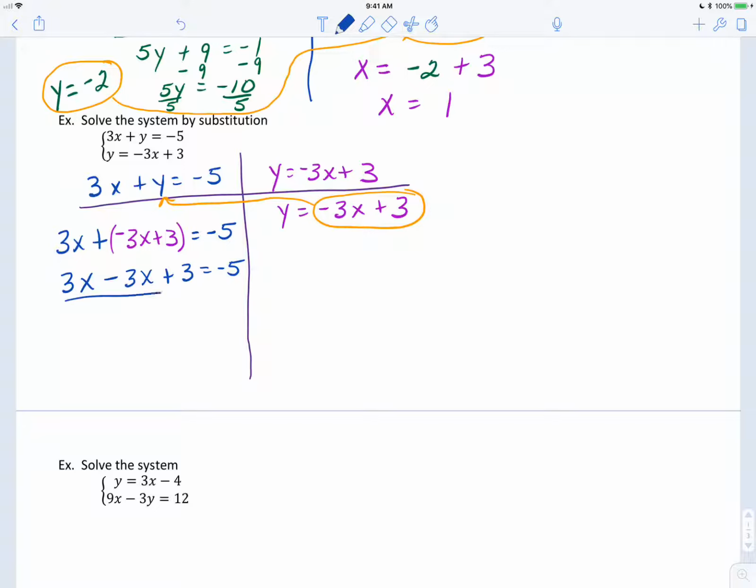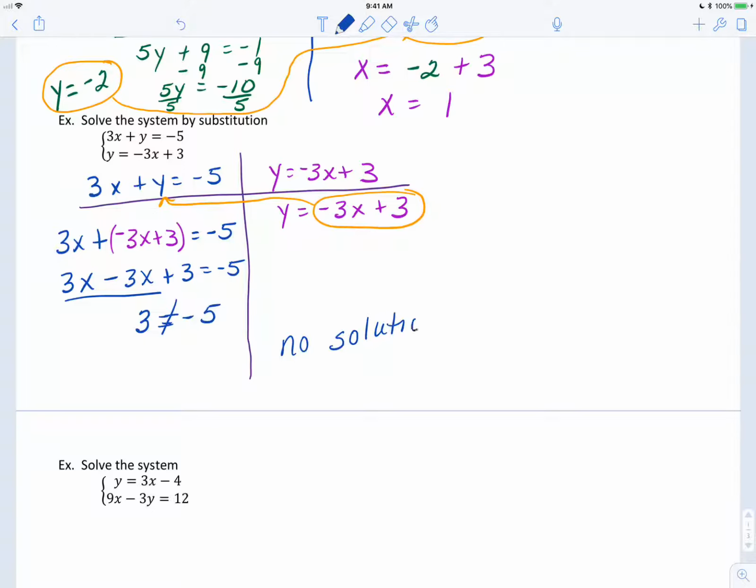Well, what happens here? We have 3x minus 3x, so that makes 0. So we have 3 is equal to negative 5. Well, that's not a true statement because 3 is not equal to negative 5. So this one has no solution.